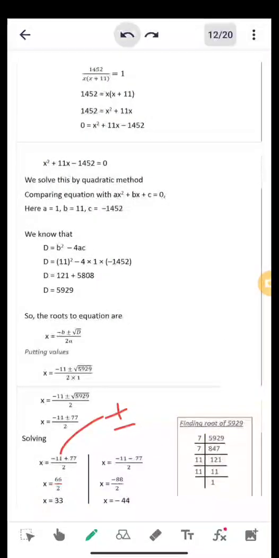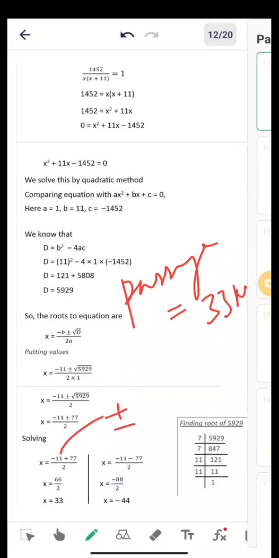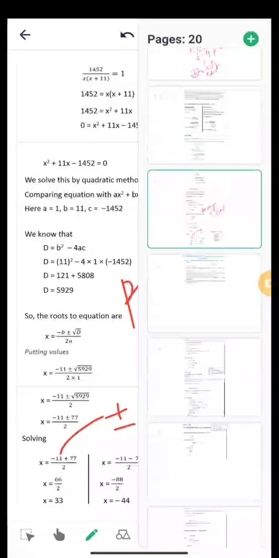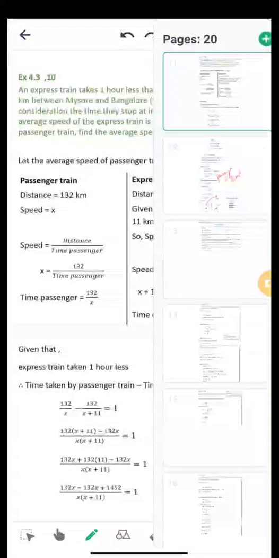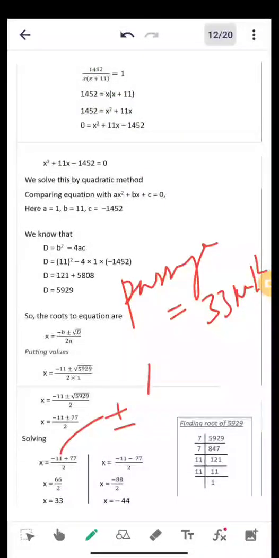So we can say that the speed of passenger train is 33 kilometers per hour. What would be the speed of the express train? Express train speed will be 33 plus 11, because it's 11 kilometer per hour more. You frame a statement like this: speed of express train is equal to 33 plus 11, that is 44 kilometer per hour.